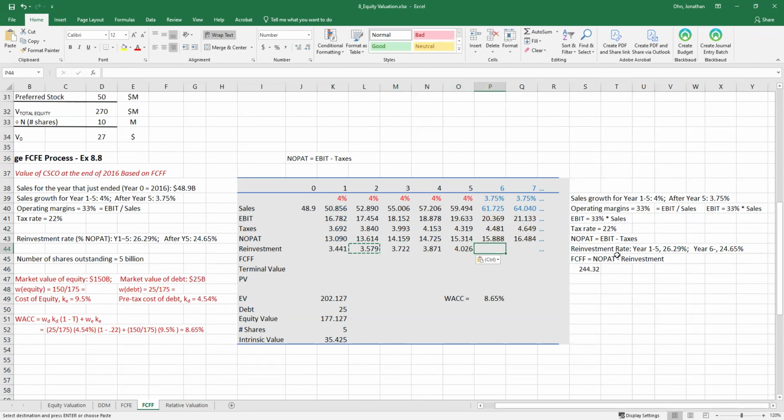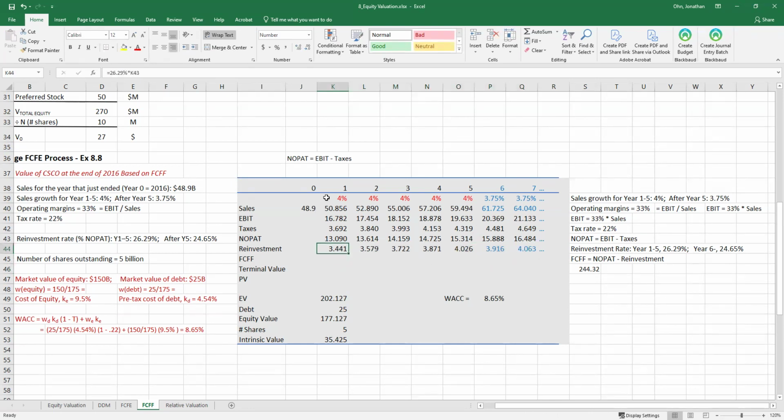After that it changes: 24.65% times our NOPAT is the reinvestment. And the same thing for the next year. Copy and paste. Look at this. These are all reinvestment, your investment amount for each year.